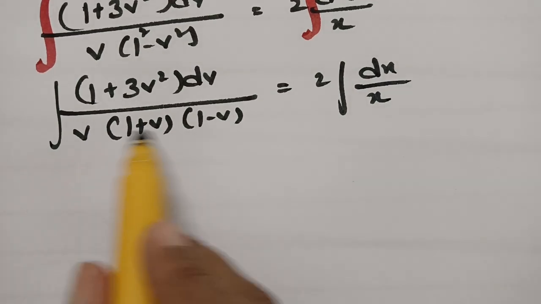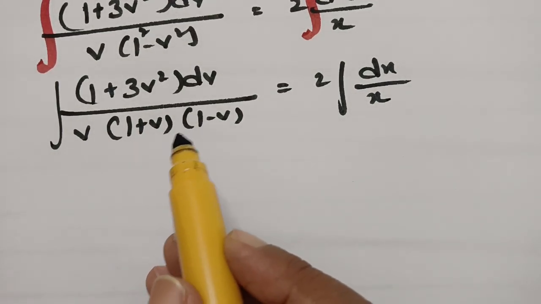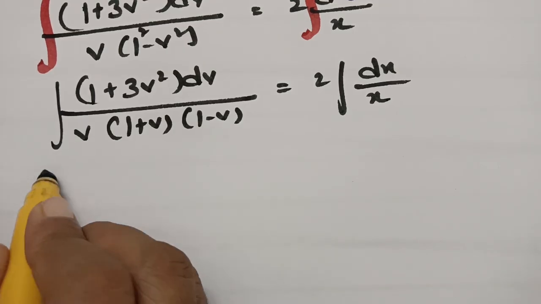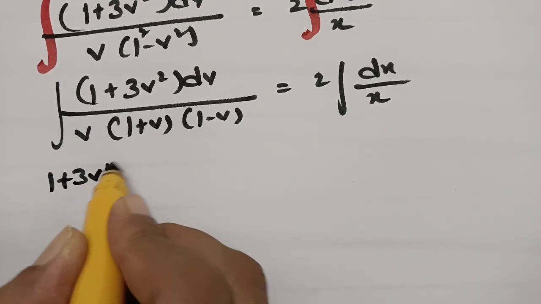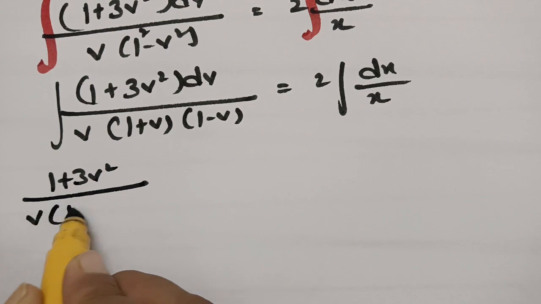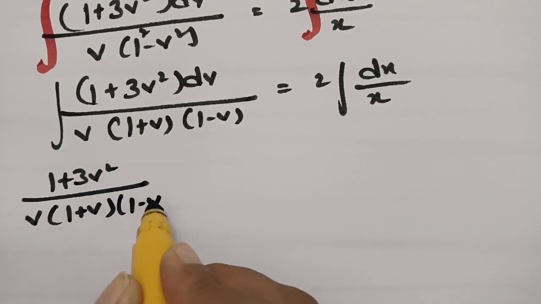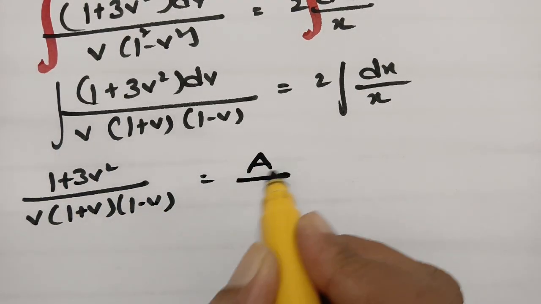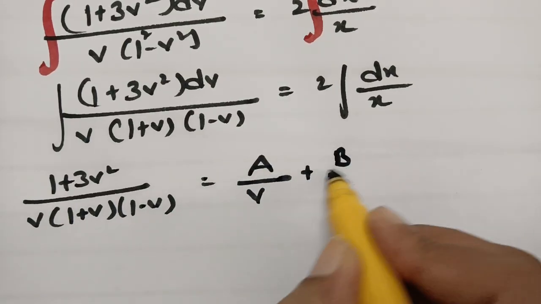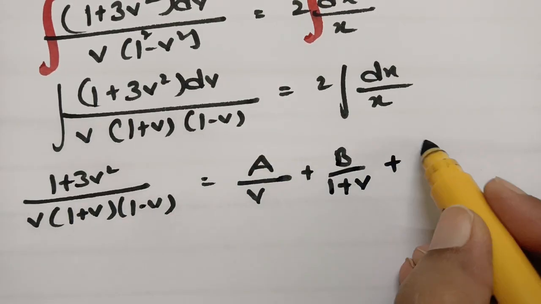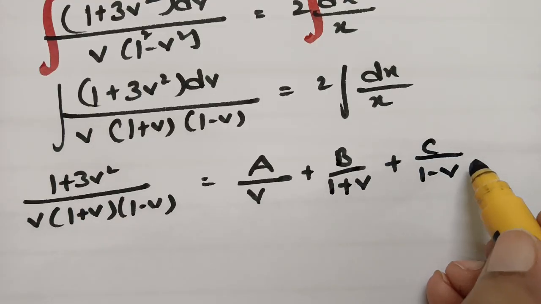Now I am going to separate this using partial fractions. So here this is the case that 1 plus 3v square by v into 1 plus v into 1 minus v can be split into A by v plus B by 1 plus v plus C by 1 minus v.